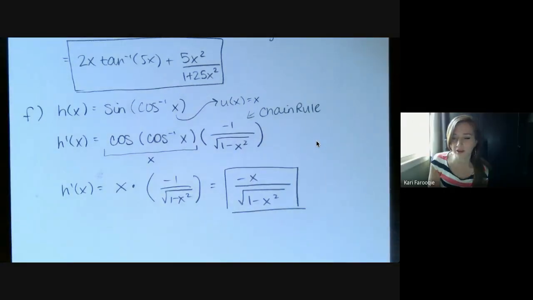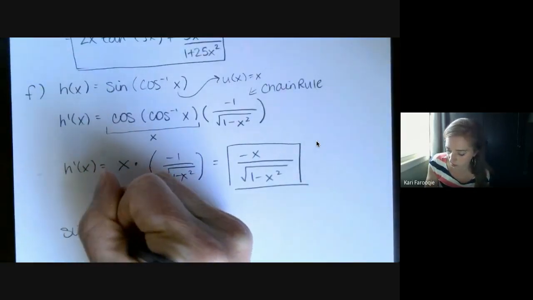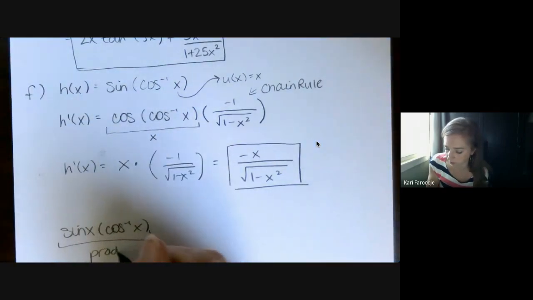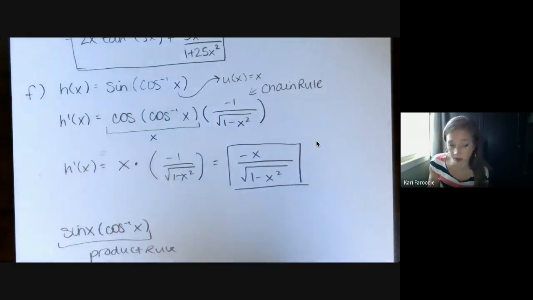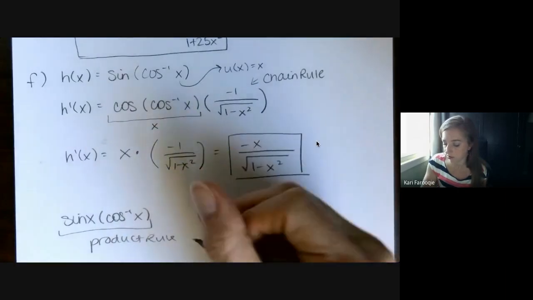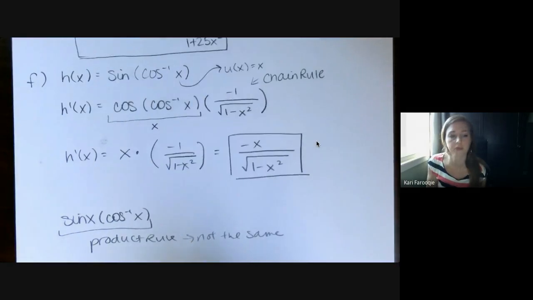I'm really glad you asked that, though, because I didn't even think about the fact that that might be confusing. So I'm really glad you brought that up. So note the difference between sine x times inverse cosine x. This would need the product rule. And it's not the same thing, and it looks very similar, but it's not the same. Okay, other questions on F?